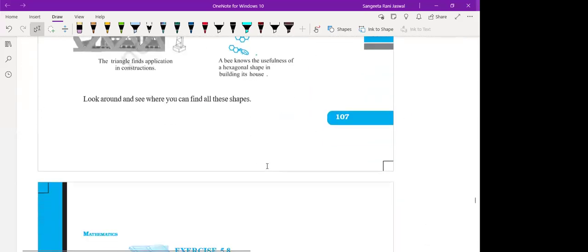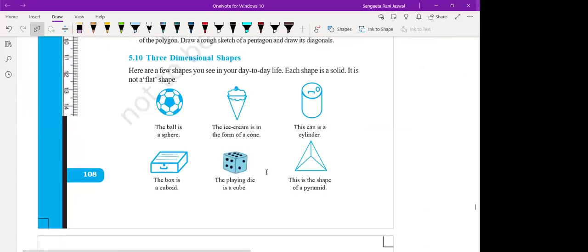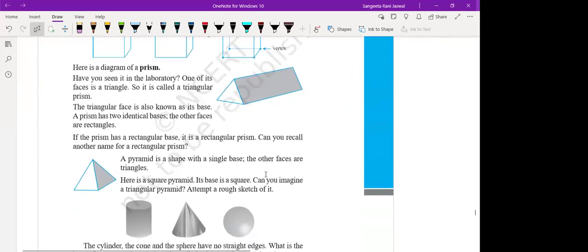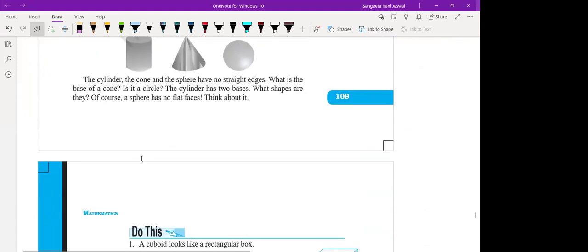Okay, so this was about polygons. Now we have three-dimensional shapes. In three-dimensional shapes, you have learnt about the sphere, like a ball. You all must have seen a ball, right? Now this is the shape of a cone, like a birthday cap you have seen. The cylinder, a cylindrical shape. Suppose you have a pen or pencil, that's a cylindrical shape, no?